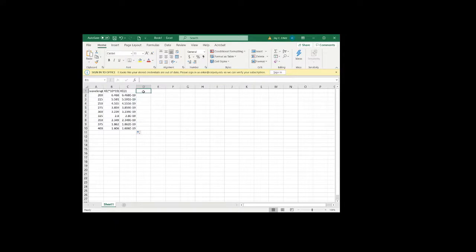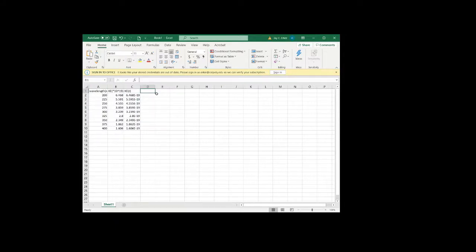So I don't want my wavelength in nanometers. I want my wavelength in meters. So I'm going to go wavelength in meters. That's going to be equal to my original wavelength times 1e minus 9. Oops, that's not 9. And I'm going to go ahead and format my cell because I like scientific notation. Format cell.